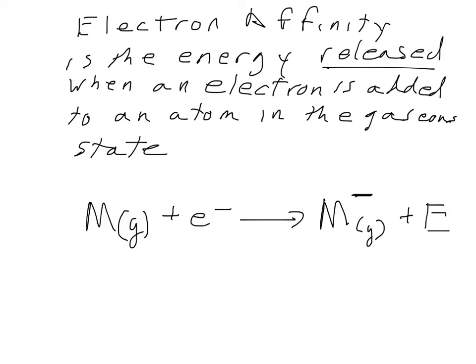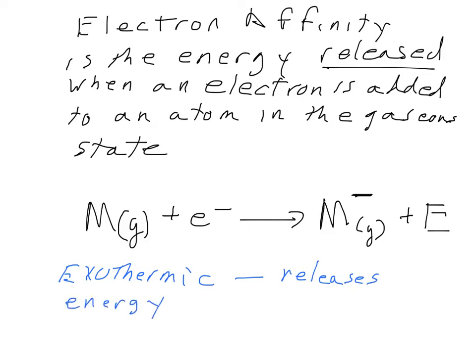plus energy. An important difference between electron affinity and ionization energy is that electron affinity is exothermic. The addition of an electron releases energy. Remember, we had to pay an atom to remove an electron with ionization energy. Well, now we're giving an atom an electron, so it just makes sense that the atom would pay us energy, right? So electron affinity always releases energy.